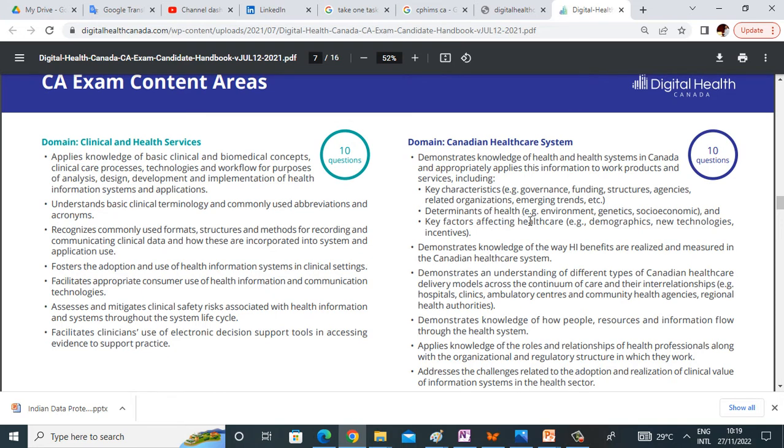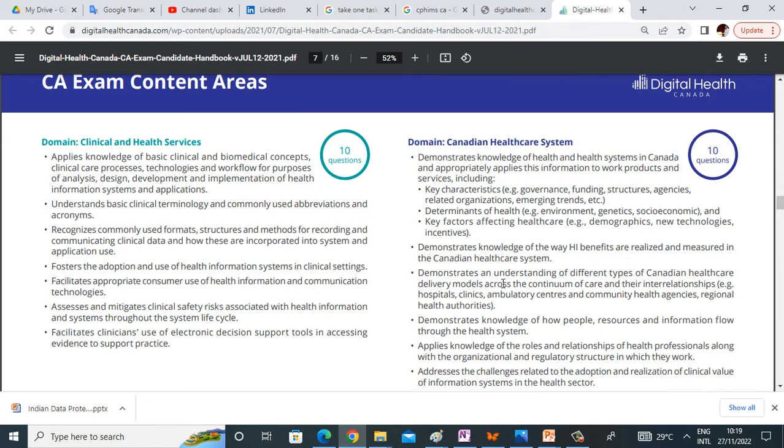Determinants of health, for example environment, genetic, socioeconomic, and key factors affecting healthcare, for example demographics and new technologies, incentives. Demonstrate knowledge of the way HI benefits are realized and measured in the Canadian healthcare system.